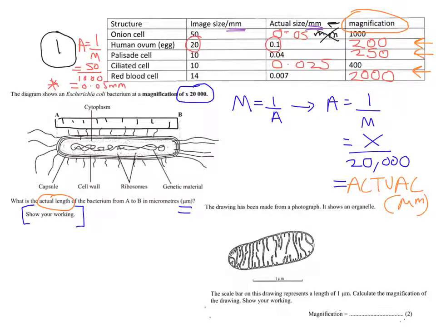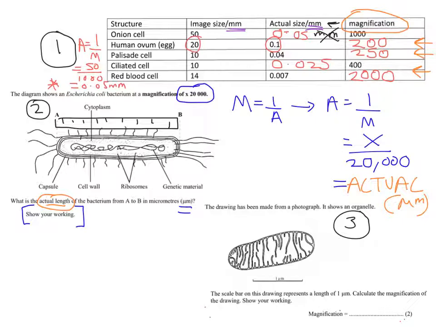M equals I over A. Rearrange because it tells you it wants the actual length. So A equals I over M. You're given M already at the top, 20,000. And for I, the size of the image, you just need to measure that with a ruler. So that seems fairly straightforward. So that was number 2. Let's talk about question 3, which is slightly different.